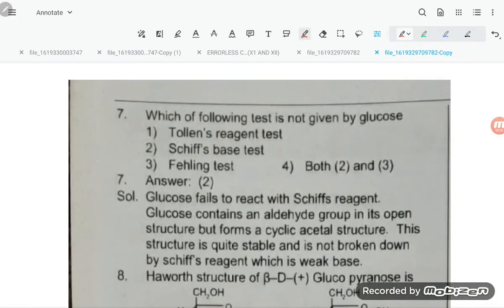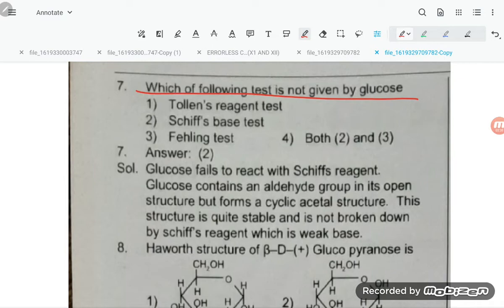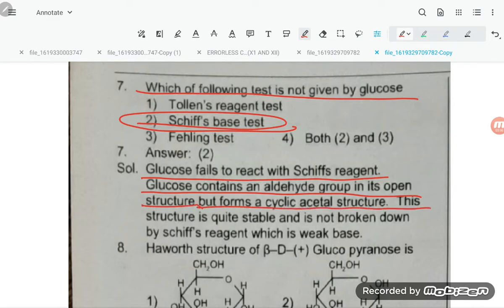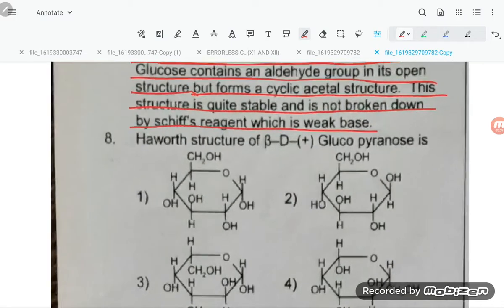Now the next problem, student. Which of the following tests is not given by glucose? That is the Schiff's base test, it does not give it, student. So glucose fails to react with Schiff's reagent. Glucose contains an aldehyde group in its open structure but forms a cyclic acetal structure. This structure is quite stable and is not broken down by Schiff's reagent, which is a weak base. So that is the answer.